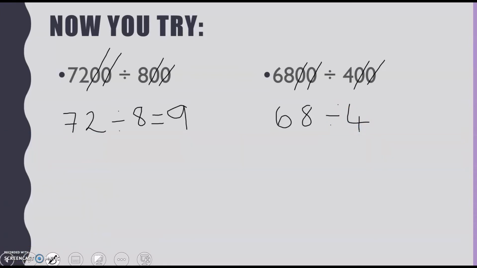And so 68 divided by 4 I'm going to write as my bus stop sum to make my life a wee bit easier when dividing. So 4 goes into 6 once with a remainder of 2, and 4 goes into 28 7 times there to leave us with 17 for our final answer.